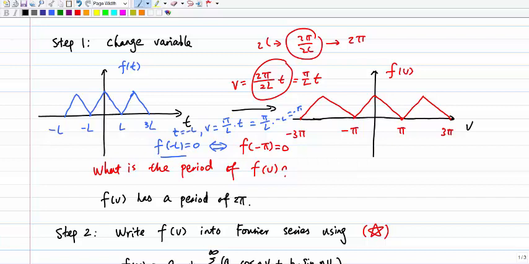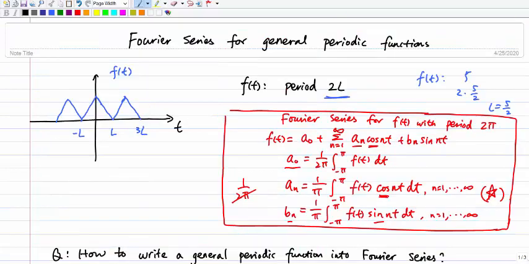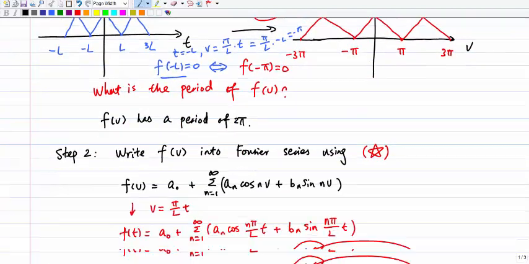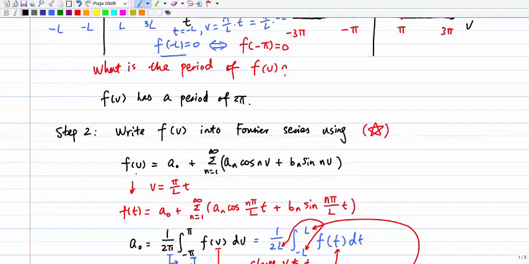The next step is that I can write this f(v) as a Fourier series by using the method I mentioned in the previous video, which is listed here in the star. Because f(v) has a fundamental period of 2 pi, its Fourier series is given by a0 plus the summation from n equals 1 to infinity of an cosine nv plus bn sine nv. The only change is that I changed the variable from t to v.